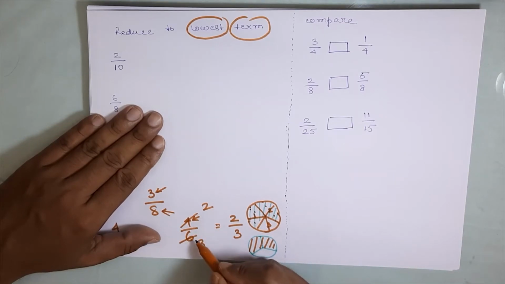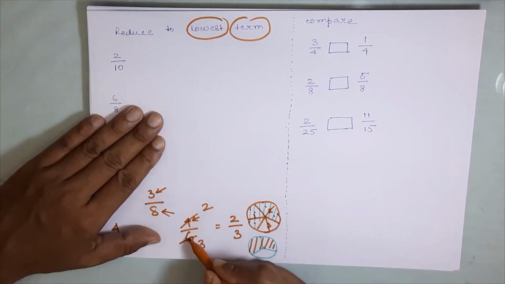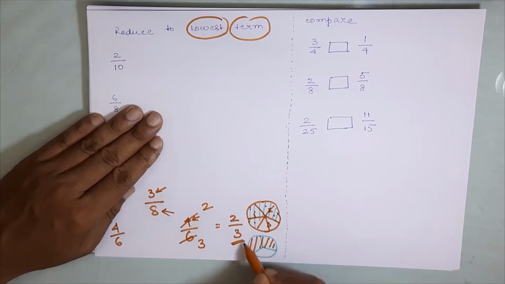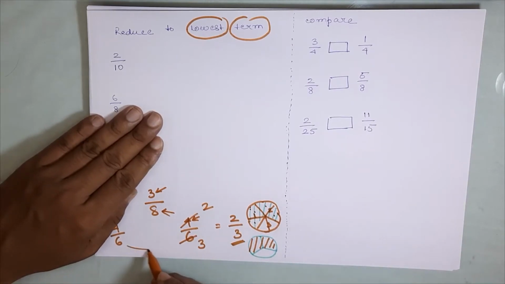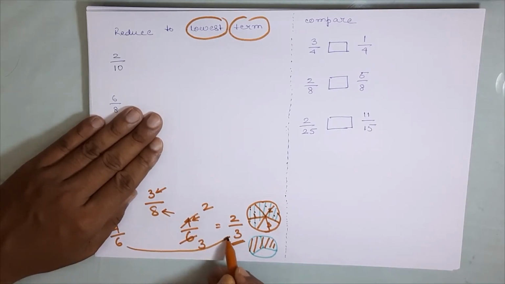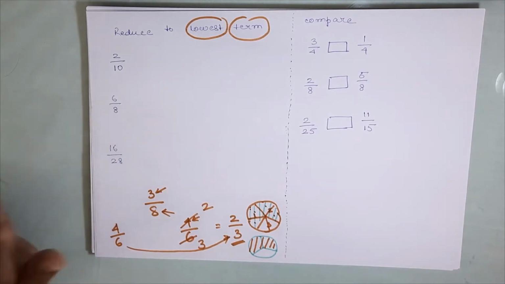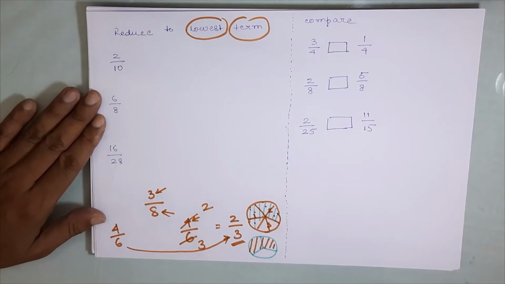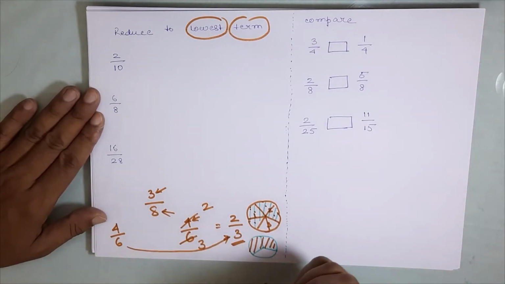Here the common factor is 2, and we divide 4 by 2 and 6 by 2, we get 2 by 3. So 2 by 3 is the lowest term for 4 by 6, and that is the answer. Now we know what exactly lowest term is. Let us complete our problems.